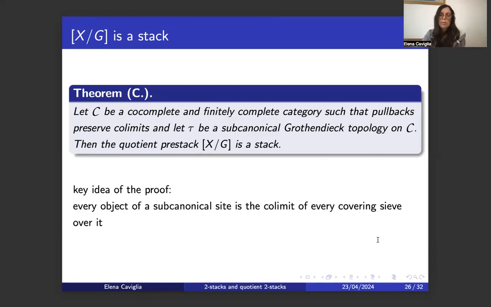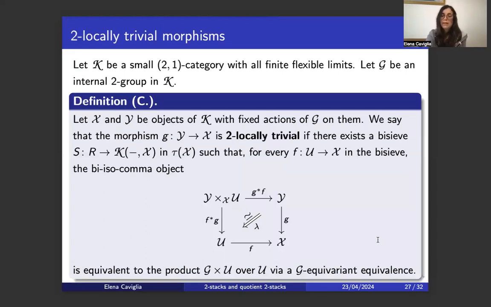And then I wanted to do the same thing, but one dimension higher, and the reason for this is because in some cases, principal G2 bundles are used in higher gauge theory. So they have a lot of applications, and so I wanted to give also the stacky picture of the things. So I moved to dimension 2. So now K will be a 2-1 category with all finite flexible limits. Some of the things that I'm going to say are true for a 2 category. I will maybe tell you where I really need the 2-1 category.